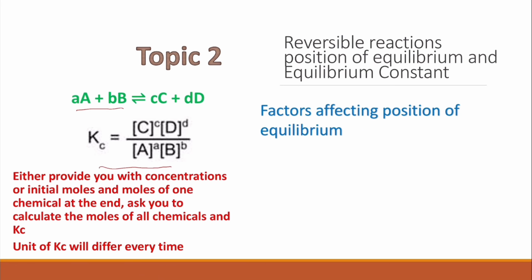And then the factors affecting the position of equilibrium. The most common one is the temperature. So they like to ask about the effect of temperature on the yield. That will, of course, depend on which direction of the reaction is exothermic. So if the forward reaction is exothermic and you increase the temperature, then the reaction will favor the reverse reaction or the endothermic side of the reaction, and vice versa.